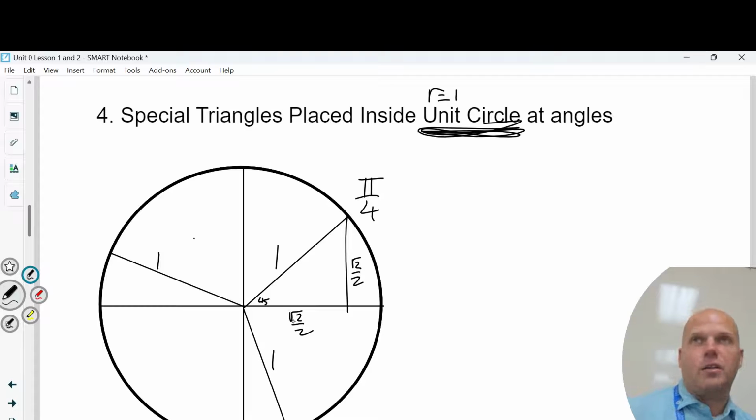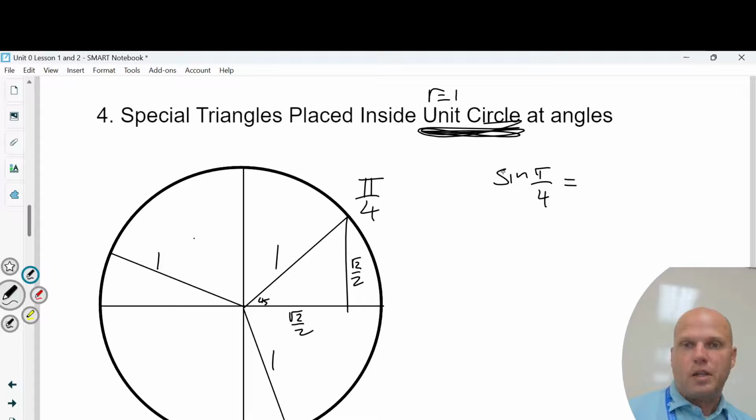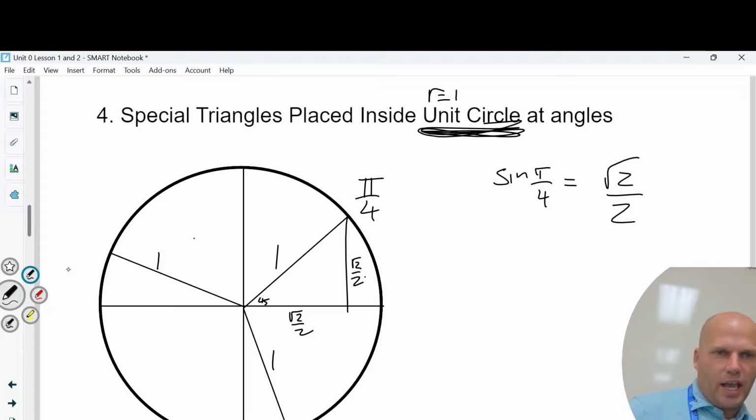And now you see the triangle. And now if I ask you, what is the sine of pi over 4? You should be like, well, SOHCAHTOA, opposite over hypotenuse. The hypotenuse is always 1. I don't have to worry about it. There's my answer.